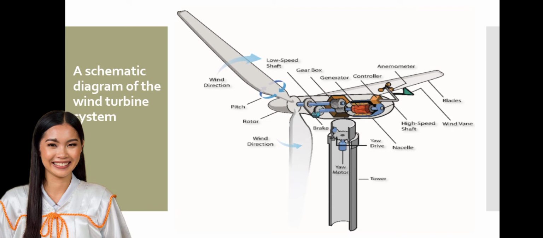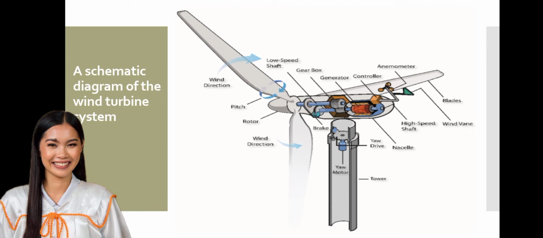And then, of course, the tower, which supports the whole structure of the turbine because wind speed increases with height. Taller towers enable turbines to capture more energy and generate more electricity.